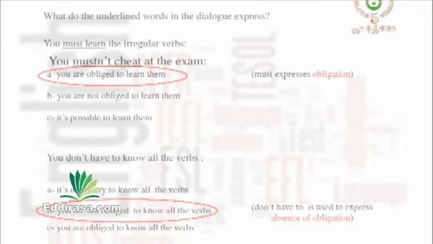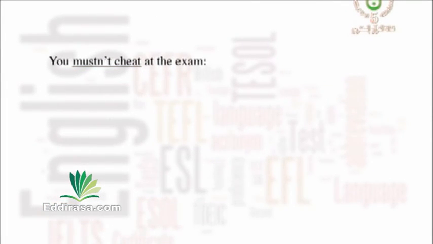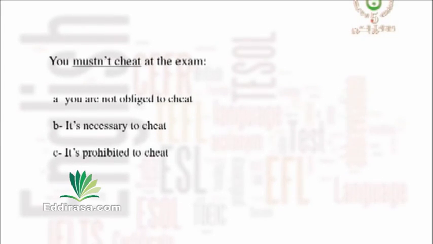Sentence 3. You mustn't cheat at the exam. Does it mean you are not obliged to cheat? It's necessary to cheat, or it's prohibited to cheat, which is forbidden? Good. The answer is C. So mustn't expresses prohibition.